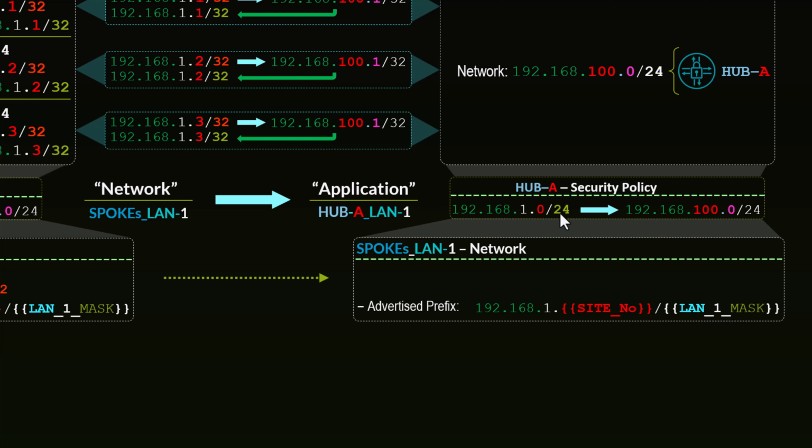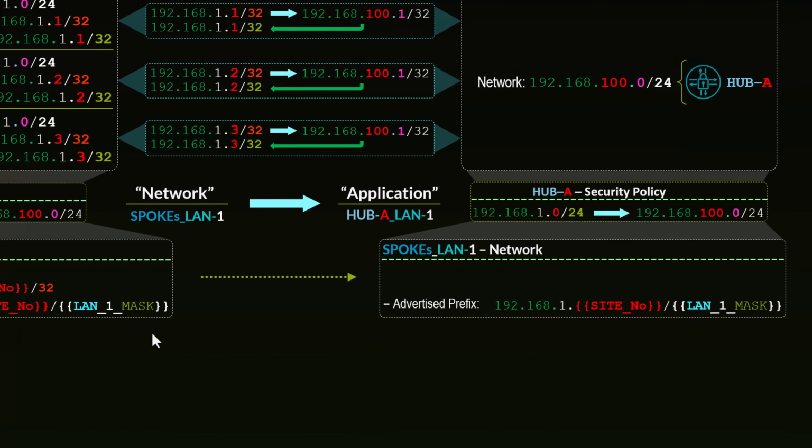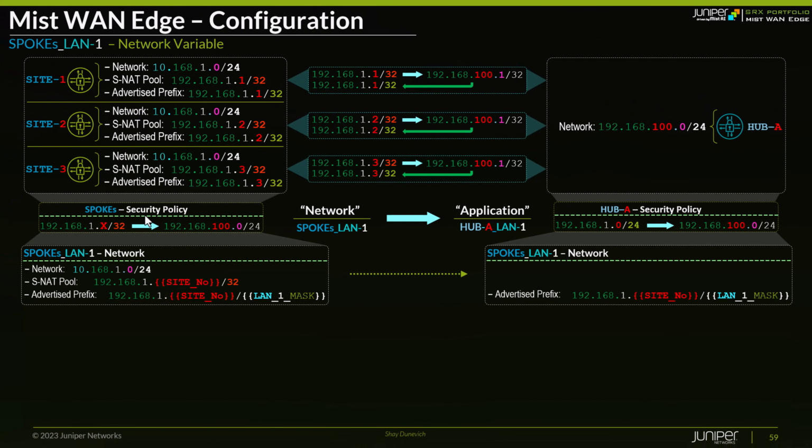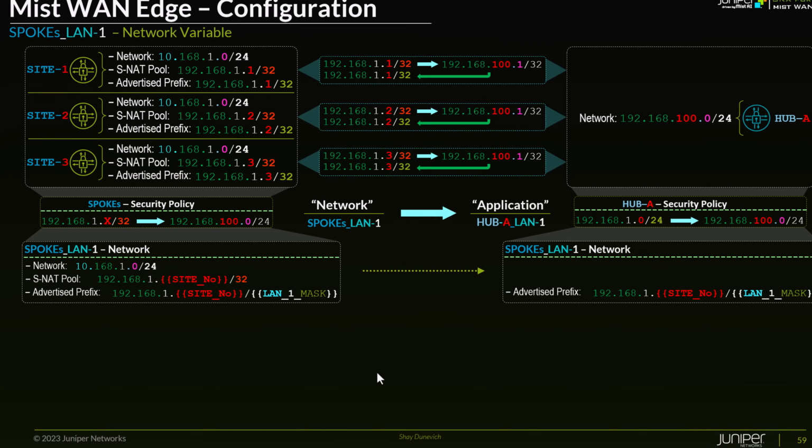So the point here is I wanted to make you aware that when the config is pushed to a spoke device, the network will be a /32 based on the site number. But when this network needs to be allowed, meaning there's a security policy that would need to be configured on the hub, this network will resolve to .0/24 based on the different variables that we will have on the hub.